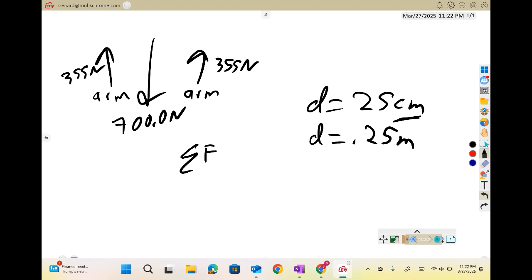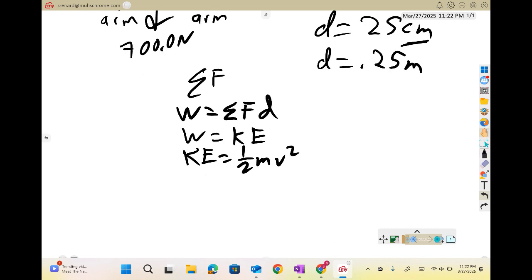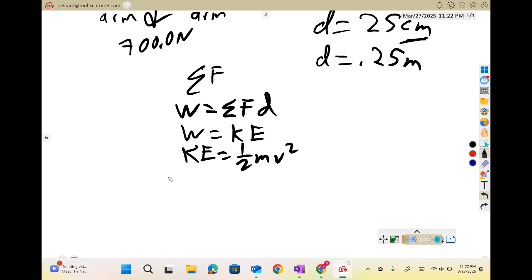Okay? We're going to figure out what the sum of the force is. We know that work is force over distance. We also know that work equals kinetic energy, and that kinetic energy equals 1/2 mv squared. So we're going to find the sum of the forces, multiply that by that 0.25 meters, and set it equal to the kinetic energy equation.